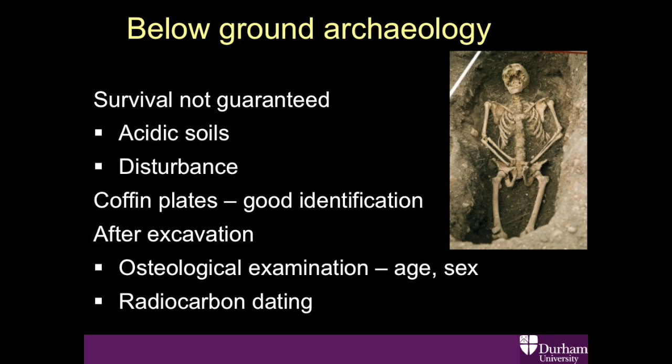When you get to excavate the grave, the best thing you can hope to find is a coffin plate. So from the 18th century onwards, it's quite common to have a metal plate on the top of the coffin which named the individual. If you've got that and it's neatly placed above the body, a few centimetres above the body, then you've got really good evidence of who that skeleton is. That's probably the best evidence you're going to get for the identity of an archaeological skeleton from the archaeological evidence.